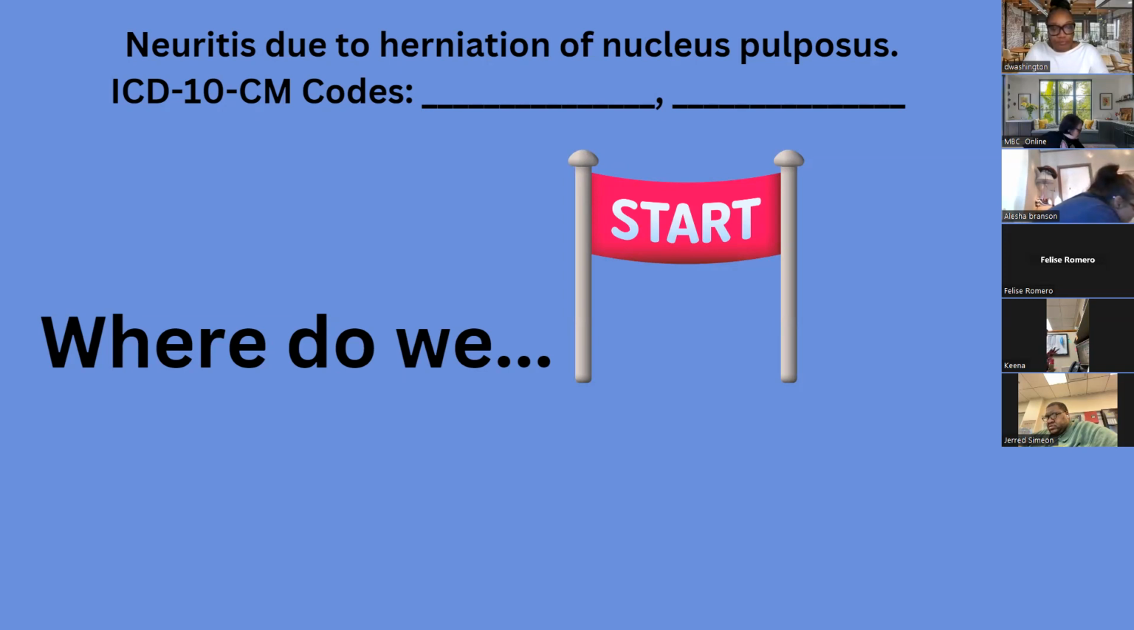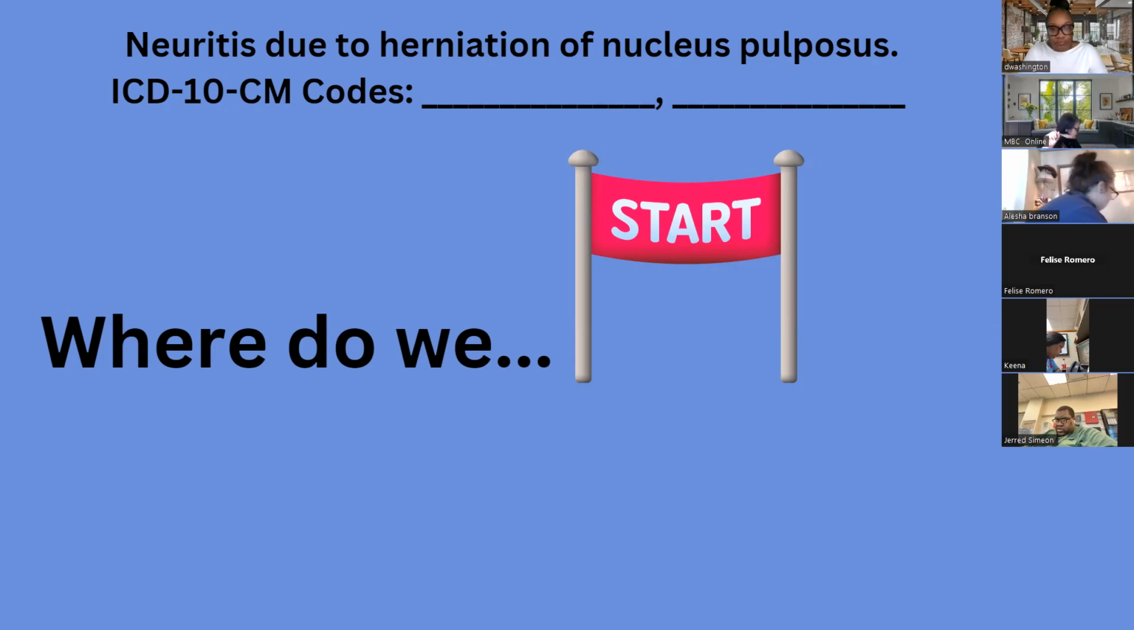So when you look at the M79.2, that is not going to be correct. I want you to keep going down until you see herniation or due to, and then herniation, nucleus pulposus. So that would be M51.9. Right. Now, we need two codes, right?